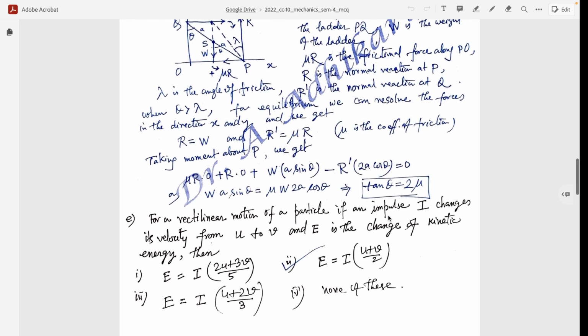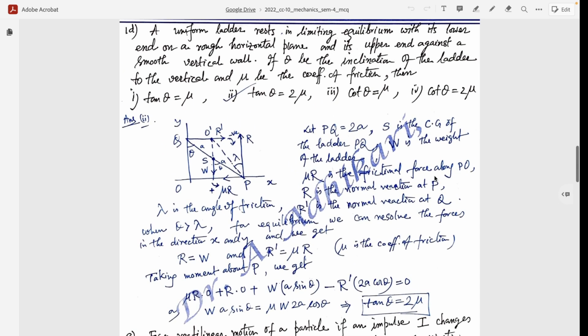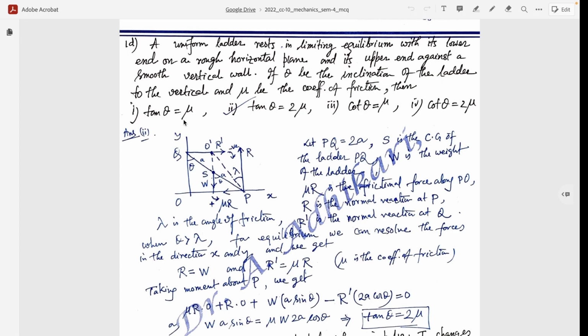So W sin theta equals R dash, which equals mu R, and mu R is also mu W. So mu W times 2a cos theta; cancel W and a from both sides because both are non-zero values. So tan theta equals 2 mu is the correct answer. The correct option is 2.